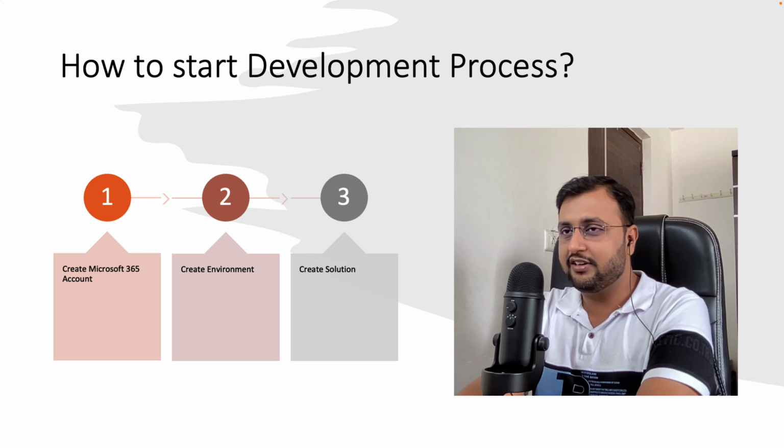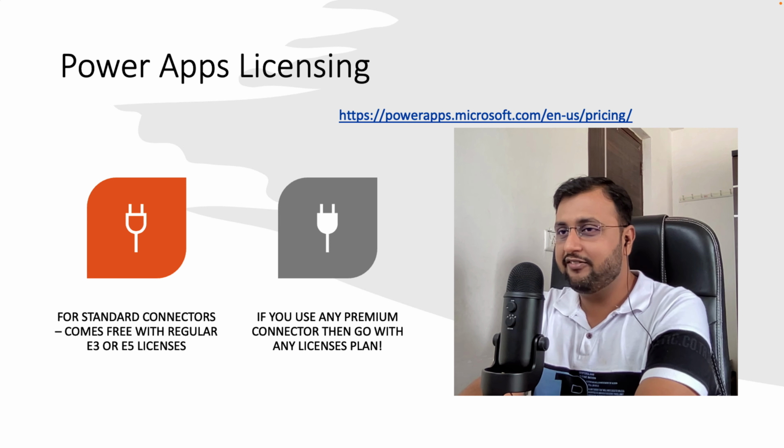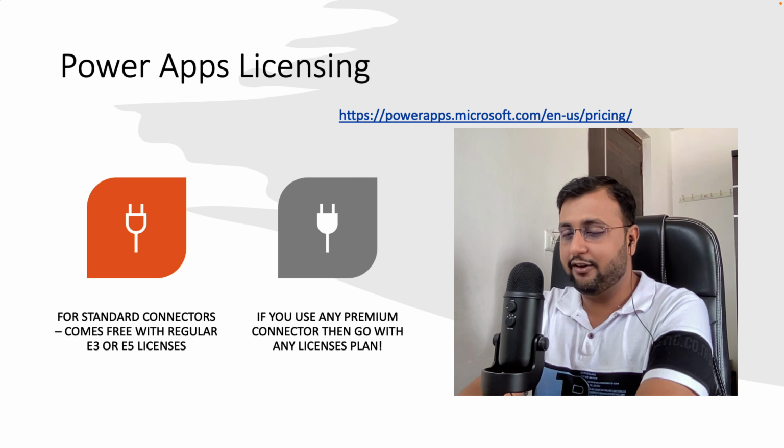Now the question arises in your mind: what type of licenses do we need? Whenever you create a Microsoft 365 developer account, it comes with the Office 365 E5 licensing. For any standard connector, it comes with the regular E3 and E5 licenses. You don't need to go with any additional licenses.